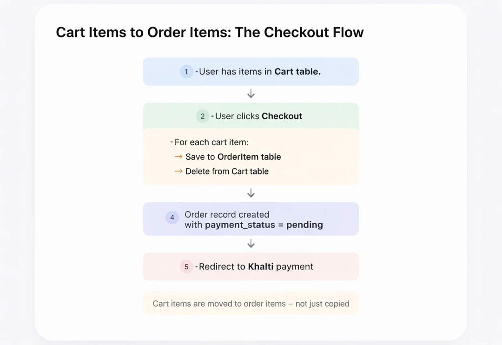Let's walk through the complete normal checkout flow. The user has items sitting in their cart. When they click Checkout, the system loops through each cart item one by one. For each item, it saves a corresponding record into the Order Items table, and then immediately deletes that item from the cart. So the cart items are moved, not just copied, into the order items. Once all items are transferred, the order record is created with a pending payment status, and the user is sent off to Calty to complete the payment.